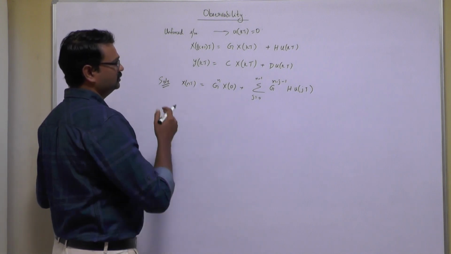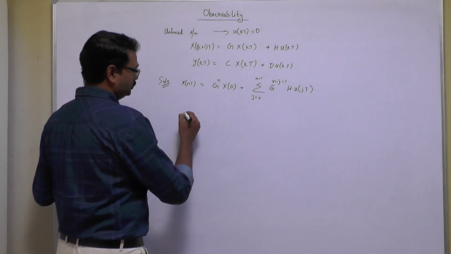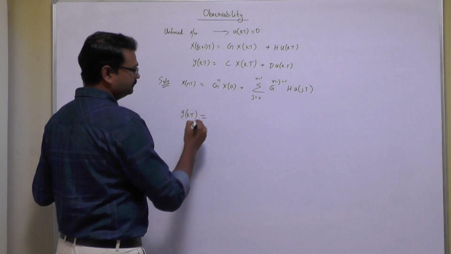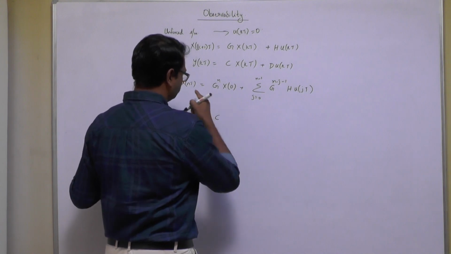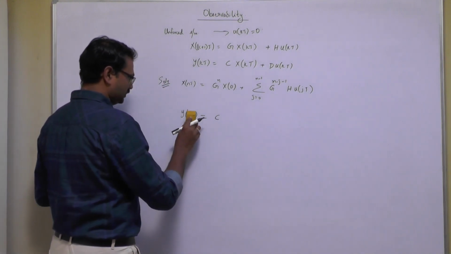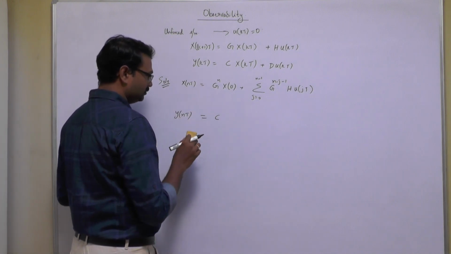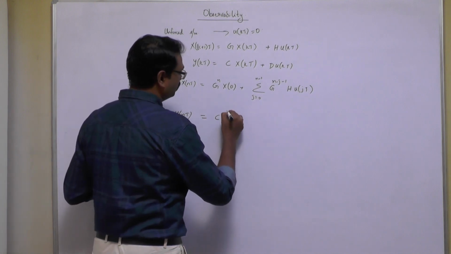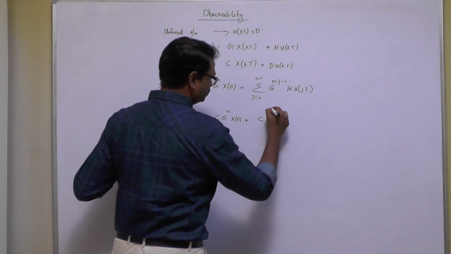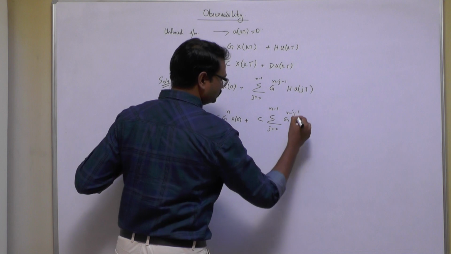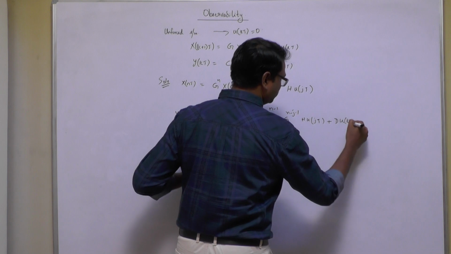be getting our x of k plus 1t as this one, or y of kt is equal to c into x of kt, or nt. So let us consider y of nt, at the nth sampling period, is c into g power n x of 0 plus c into sigma j 0 to n minus 1 g power n minus j minus 1 h u of jt plus d u of kt.